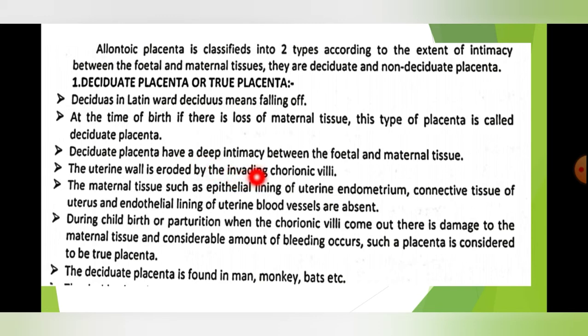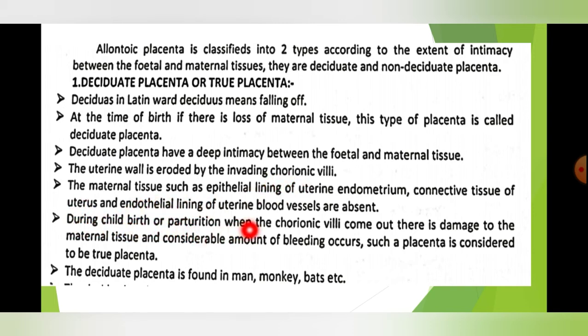Deciduate placenta has a deep intimacy between the fetal and the maternal tissue. It is deeply connected. There is a deep connection between the fetal and the maternal tissue in this type of placenta. The uterine wall is eroded by the invading chorionic villi. Uterine wall is having many villi. The maternal tissue such as epithelial lining of the uterine endometrium, connective tissue of the uterus and endothelial lining of uterine blood vessels are absent. All these are absent.